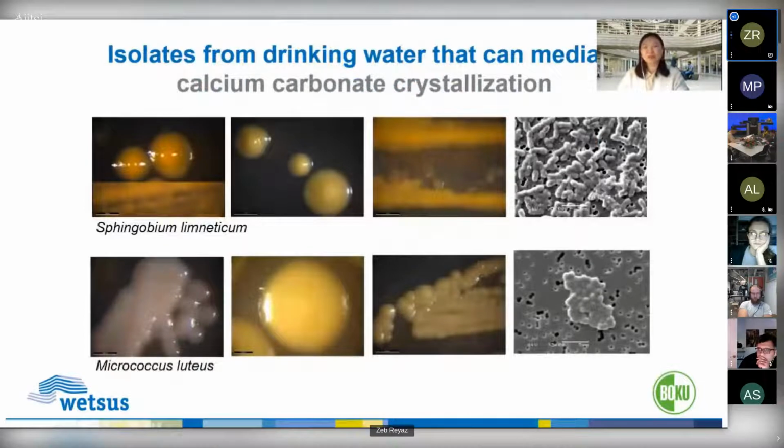However, if you get a petri dish enriched with calcium nutrients and try to get a drop of drinking water there, then you will manage to isolate bacteria that can induce the formation of calcium carbonate crystallization. So here are the two species that are isolated. One is Sphingobium in rod shape, and the other one is Micrococcus, which is in coccus shape.